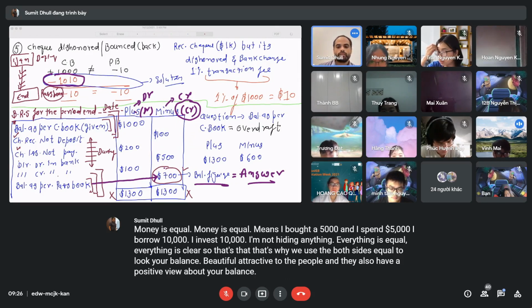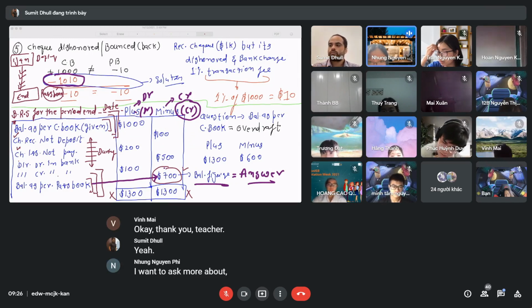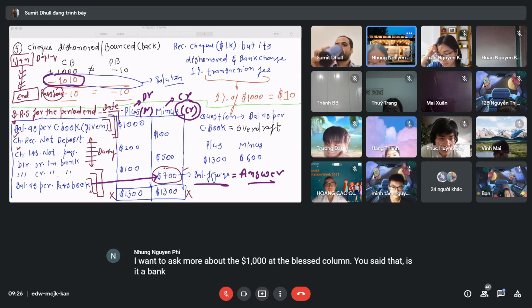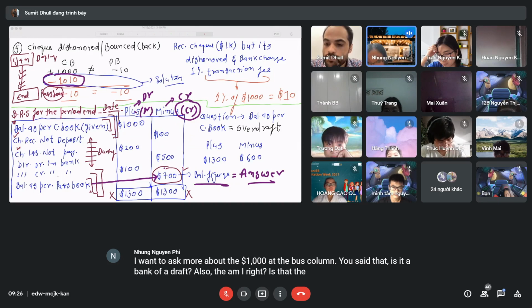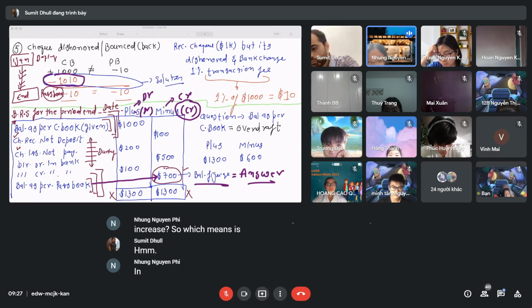Okay, thank you, teacher. I want to ask more about the $1,000 in the plus column. You said that is a bank overdraft? So am I right? Is that the liability that increases? Which means in the passbook it is a debit, right?